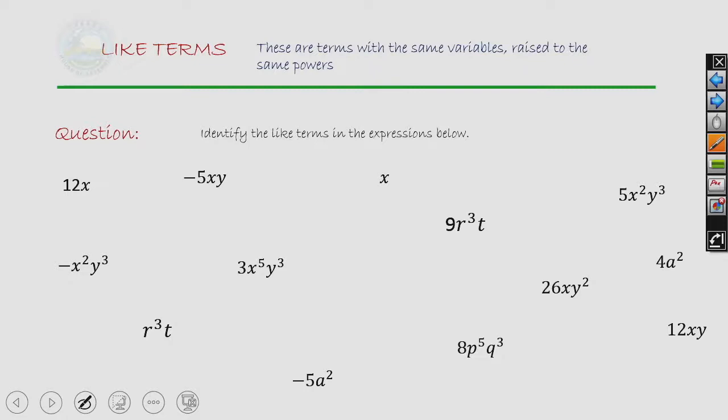What are the like terms here? The question says, identify the like terms in the expression below. What are the like terms? Here I have 12x. 12x, remember what we said like terms are? Like terms are terms with the same variables. So if there's a term that is like 12x, it must have the same variables as 12x. What is or are the variables here? The variable here is x. This only has x. So this 12x would be like some other term that has only that variable x. Well, here's x standing by himself.